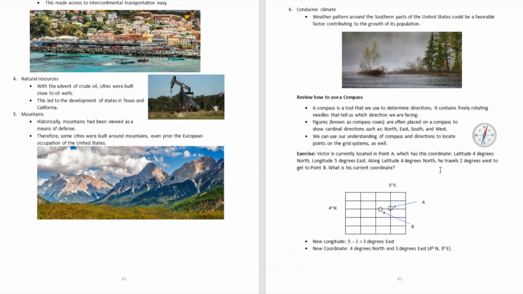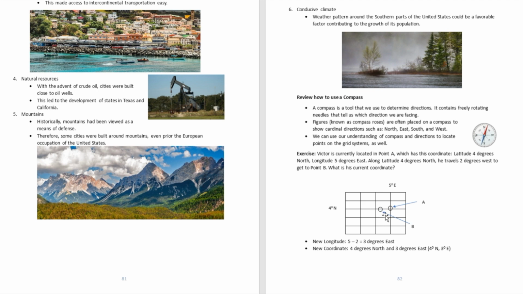All right. So let's look at this exercise together real quickly. Victor is currently located in point A, which has a coordinate of latitude 4 degrees north, is on this latitude, and 5 degrees east is on this longitude. Along latitude 4 degrees north, he travels 2 degrees west to point B. What is his current coordinate?